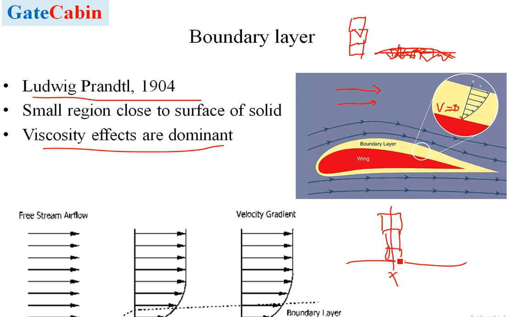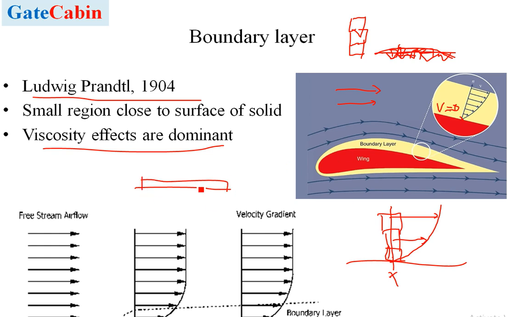The lowermost particle attaches to the surface, so its velocity will be 0. The layer above it moves with some higher velocity, and the next one with an even higher velocity. Here you can see the profile is parabolic, but it varies from surface to surface. So what happens in this region is, whenever the fluid moves over the surface of a solid, the layer of liquid which is in contact with the surface of the solid remains attached to the surface.